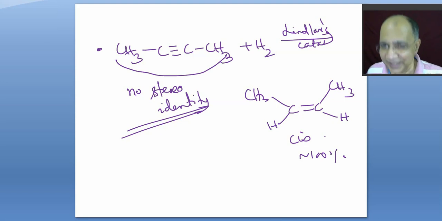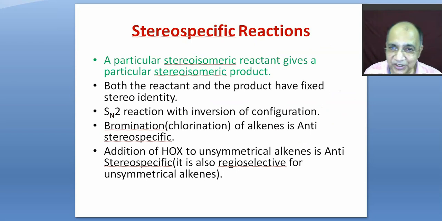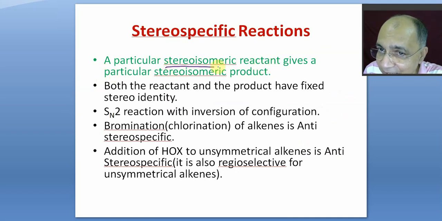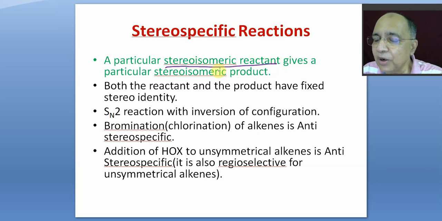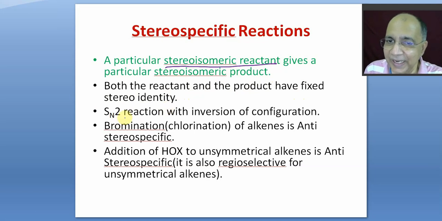So in that case, let us define what is a stereospecific reaction. A stereospecific reaction is like this: a particular stereoisomeric reactant, and for the first time we are stipulating something on the reactant, gives a particular stereoisomeric product. Both the reactant and product have fixed stereo identity. An SN2 reaction with inversion of configuration is an example of a stereospecific reaction. We'll talk about that soon.